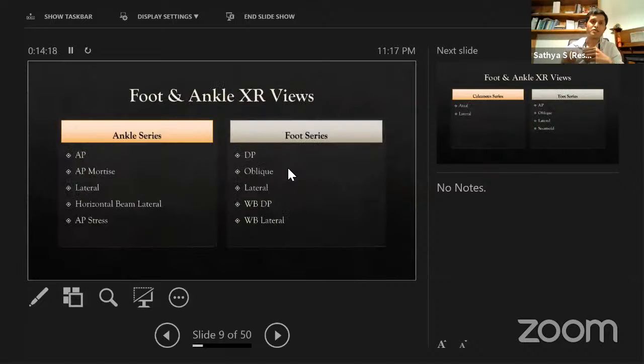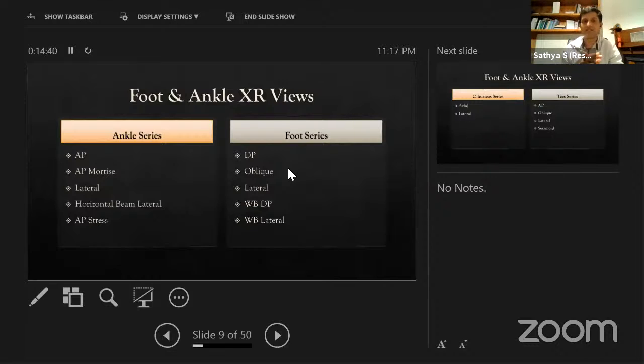So with respect to foot and ankle X-ray views, normally the standard views are the AP view or AP mortise view, and then the lateral view, a horizontal beam lateral view, and the other one is the vertical way given, and then an anterior posterior stress view is also used.